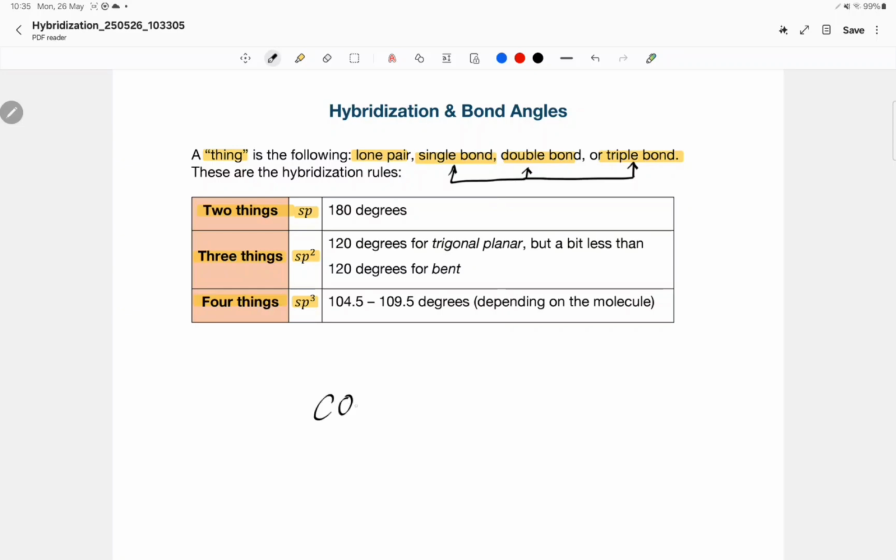Let's talk about CO2. Drawing the Lewis diagram is going to be very important for AP chemistry and most chemistry courses. So CO2 is going to look like this. And let's just put the dots on the O's. So how many things do we see on the carbon? Well, by thing, I mean a lone pair or a bond. So I see one double bond and another double bond. So essentially, I see two things. And if I see two things, that would be sp.